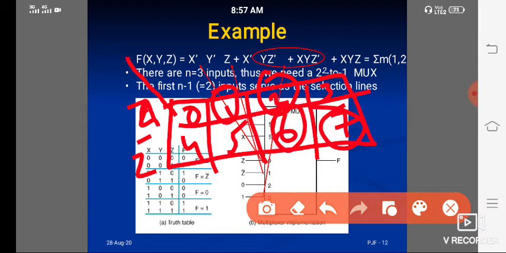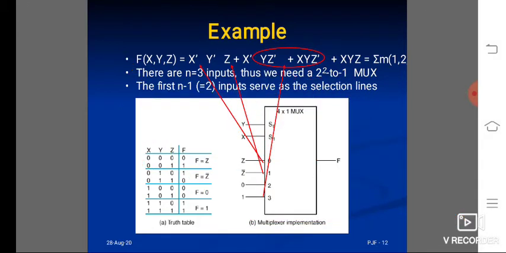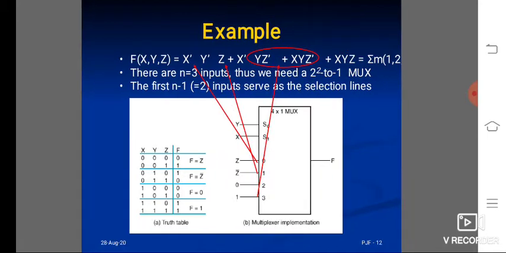Here there is no matching. Here 0 and 4 are not selected, that means this value will be 0. Next, the upper value 1 is selected, that means this value will be Z. Next, both are selected, this value will be 1. Bottom is selected, this value will be Z bar. So we are getting Z bar, 1, Z, 0. So we assign those values to the mux.